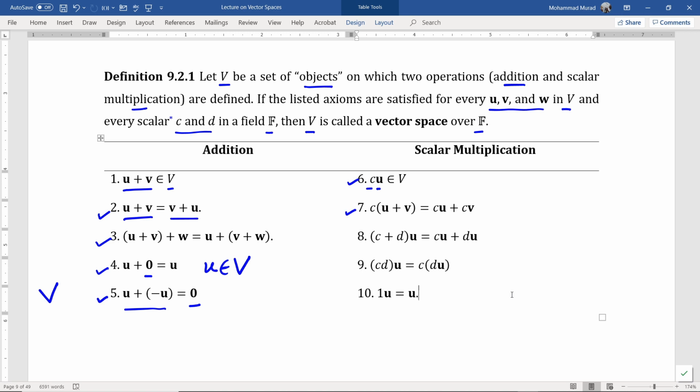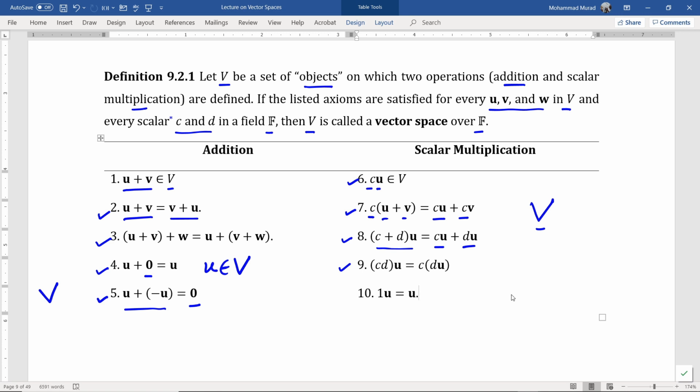Property 7. For any scalar c in the field F, and any two elements u and v in the set V, c times u plus v is exactly equal to cu plus cv. So this property is called the distributive property. Here, the scalar c distributes over the elements u and v in the set V. Property 8. For any two scalars c and d, we have c plus d times u is exactly equal to cu plus du. This property is also called the distributive property. Here, the element u in the set V distributes over the field elements c and d.